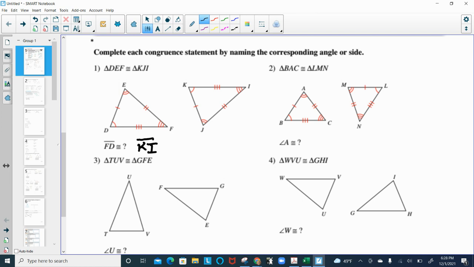If you go over to question 2, it says we want to know what angle A's congruent partner is. So if we go up here and look at angle A, we see that angle A has two arc marks. So we want to come over to the other triangle and look for the angle that has two arc marks, and that's angle M.